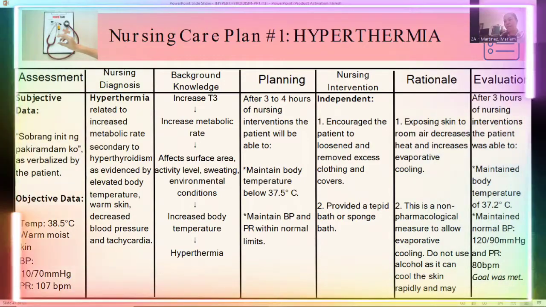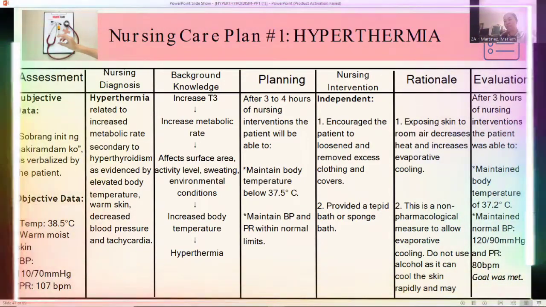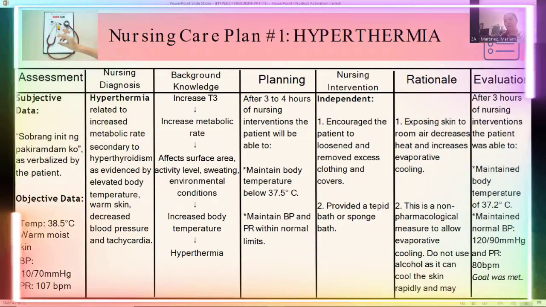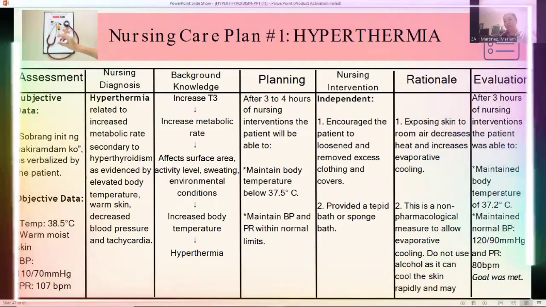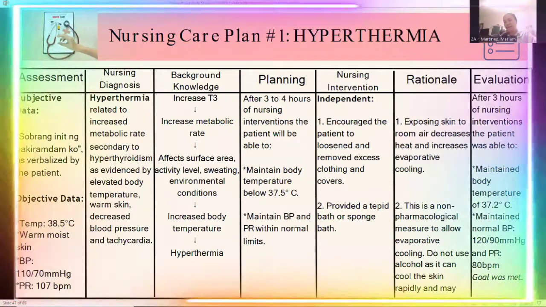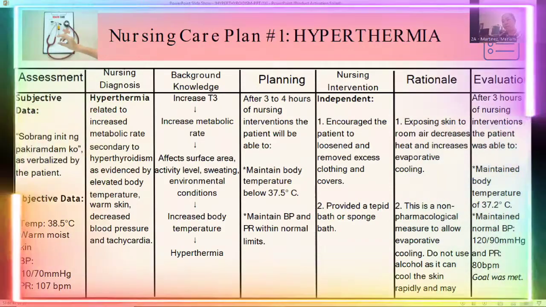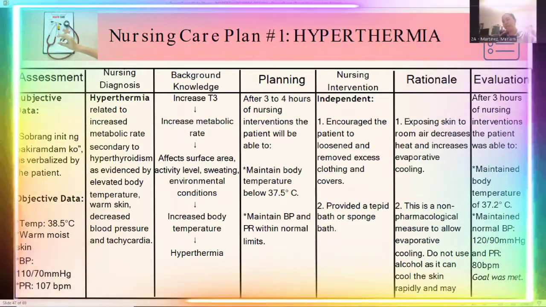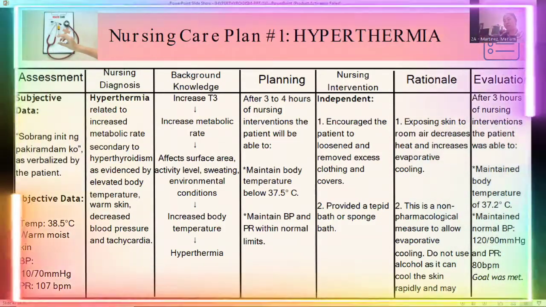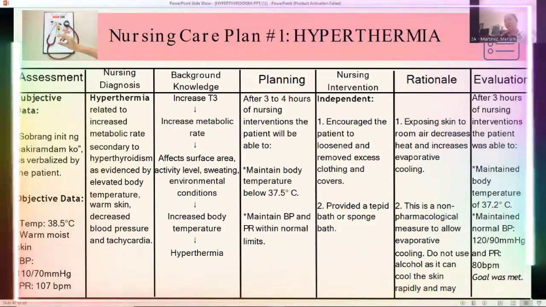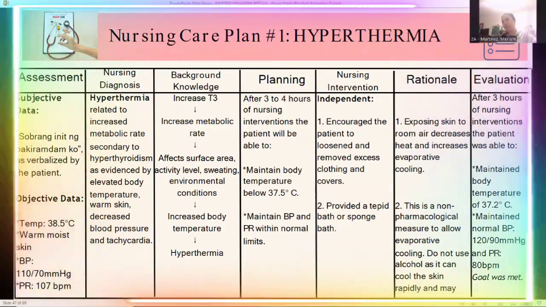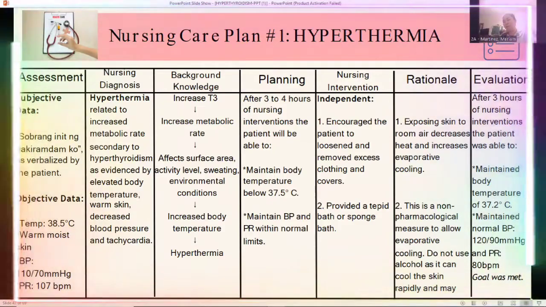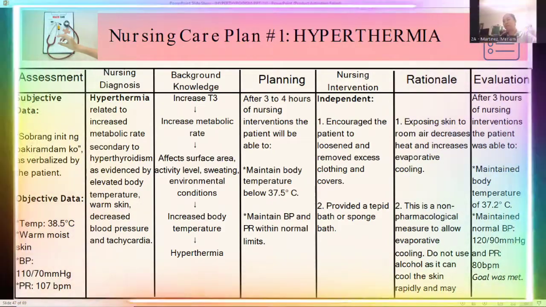For the background knowledge, it starts with the increase of T3, followed by the increased metabolic rate, and it affects surface area, activity levels, sweating, environmental conditions, and it leads to increased body temperature. For the planning, after 3 to 4 hours of nursing interventions, the patient will be able to maintain body temperature below 37.5 degrees Celsius and maintain blood pressure and pulse rate within normal limits.